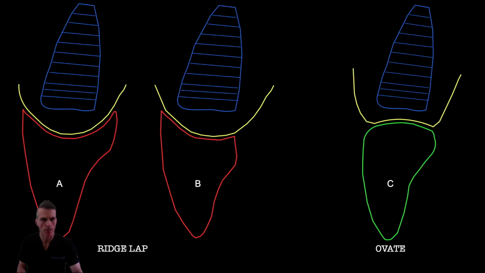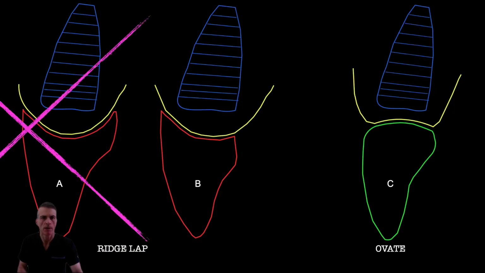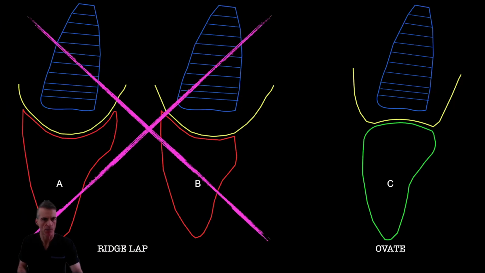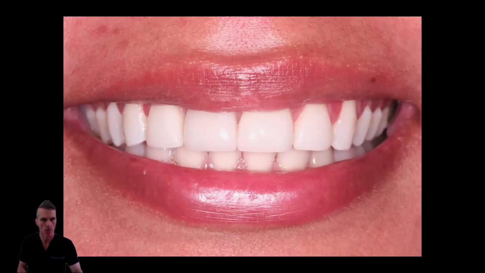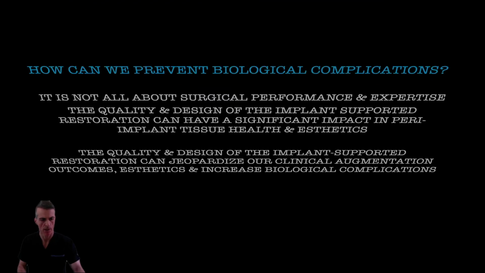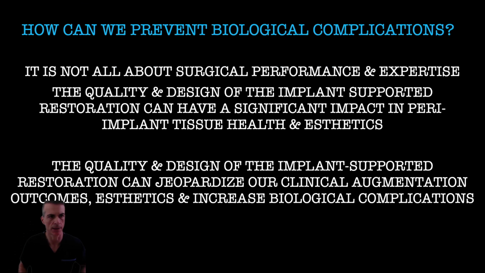So again, remember, we don't want this type of ridge lap restoration. They attract plaque and food. We cannot probe our implants, and they will inevitably lead to biological complications. The patient was happy and was young. Nevertheless, she was again sent for replacement of that ridge lap restoration.